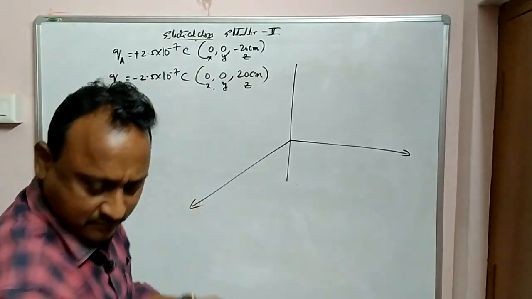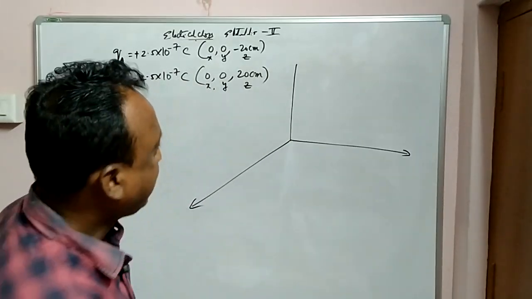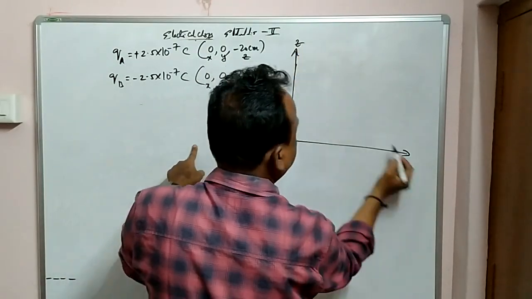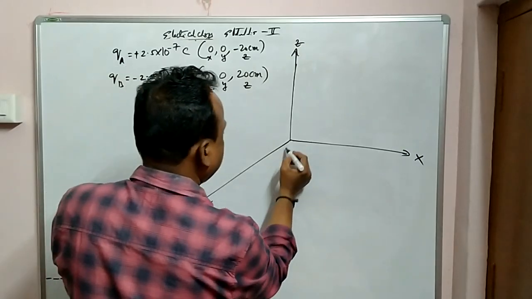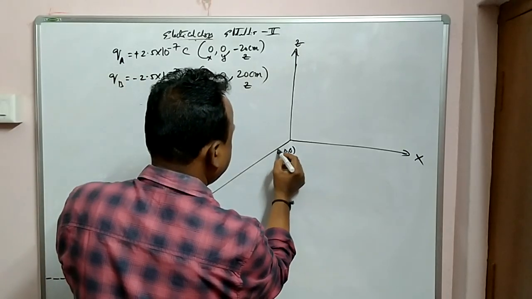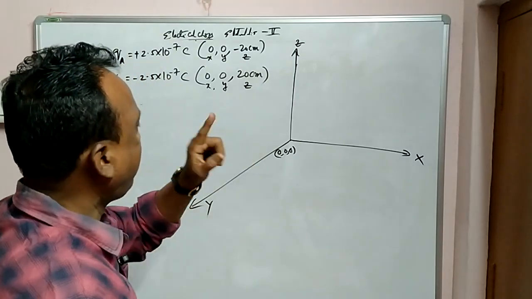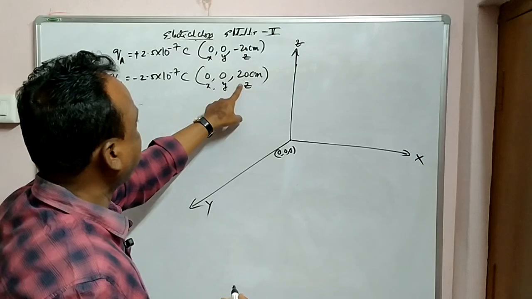I'll draw the figure for you for understanding better manner. Let this be the Z axis. Let this be the X, Y axis. This is the origin, three-dimensionally. The three are perpendicular to each other. So one is at -20, another is at +20.